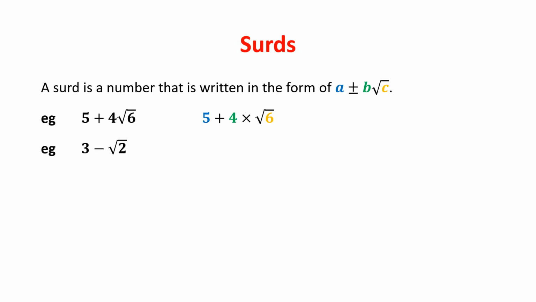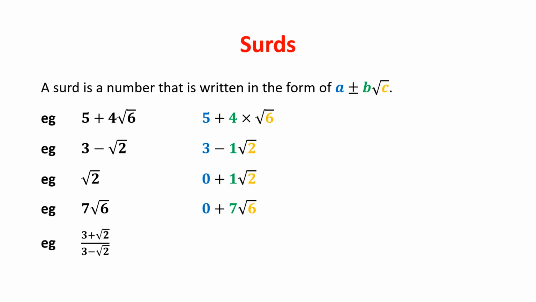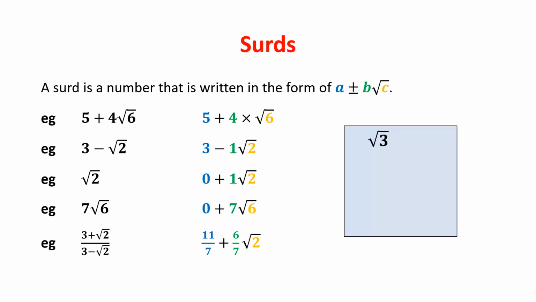3 subtract the square root of 2 is also written in this form. Just the square root of 2 is written in this form. You'd never write it in the long way, but it is written in that form. 7 times the square root of 6, again, you'd never write it in this form, but it is written in that form as well. And even 3 plus the square root of 2, all divided by 3 minus the square root of 2, can be converted into this form, and we'll show you in the next video how to do that.